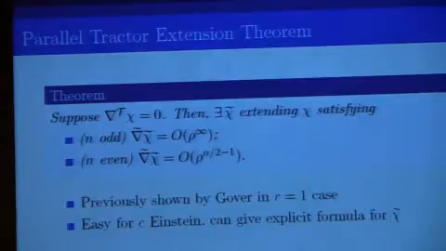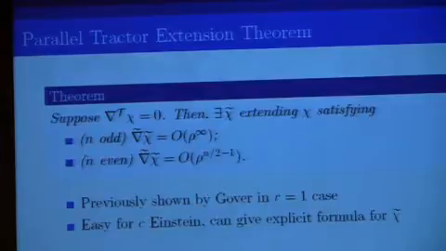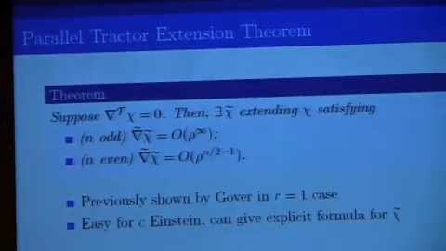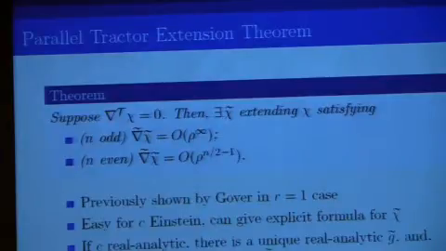So again, Rod Gover showed this in the R=1 case, and it turns out that this is actually almost trivial in the Einstein case. That is, when your conformal class is conformally Einstein. In that case, we can actually just write down an explicit formula. The ambient metric case, in that case, decomposes as the sum of a cone metric and a line.